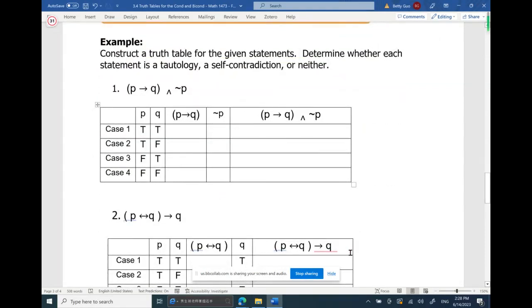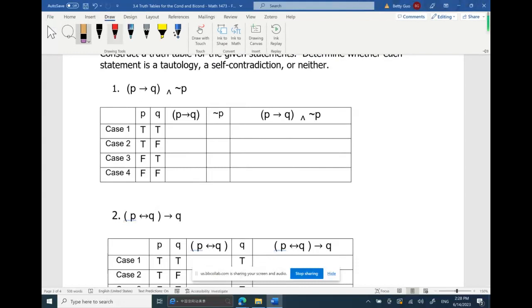Example: construct a truth table for the given statements. Determine whether each statement is a tautology, a self-contradiction, or neither. Remember, what is a tautology? The statement is true no matter what, in all cases. A self-contradiction is a compound statement that is false in all cases. Okay, so let's see what's the structure of this compound statement.